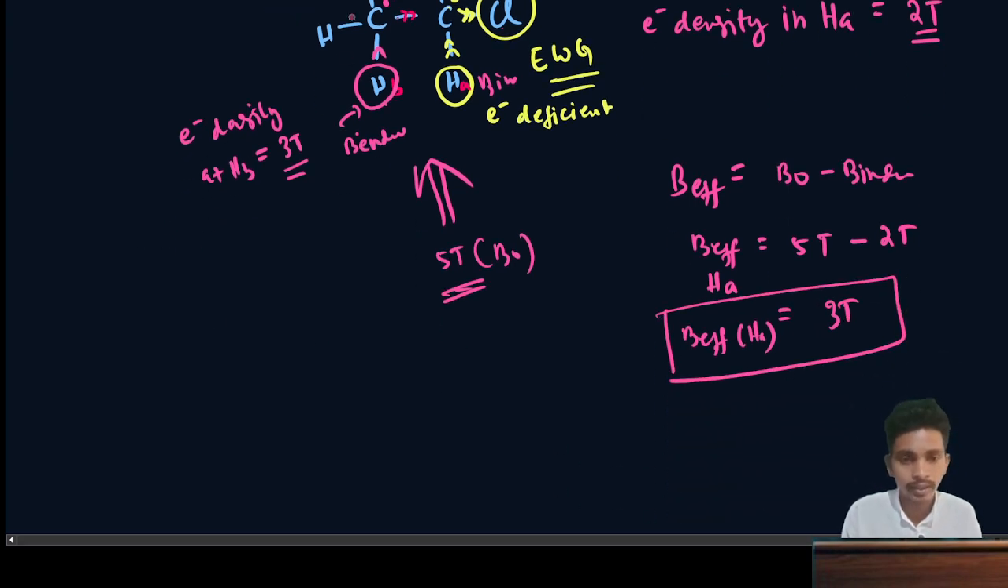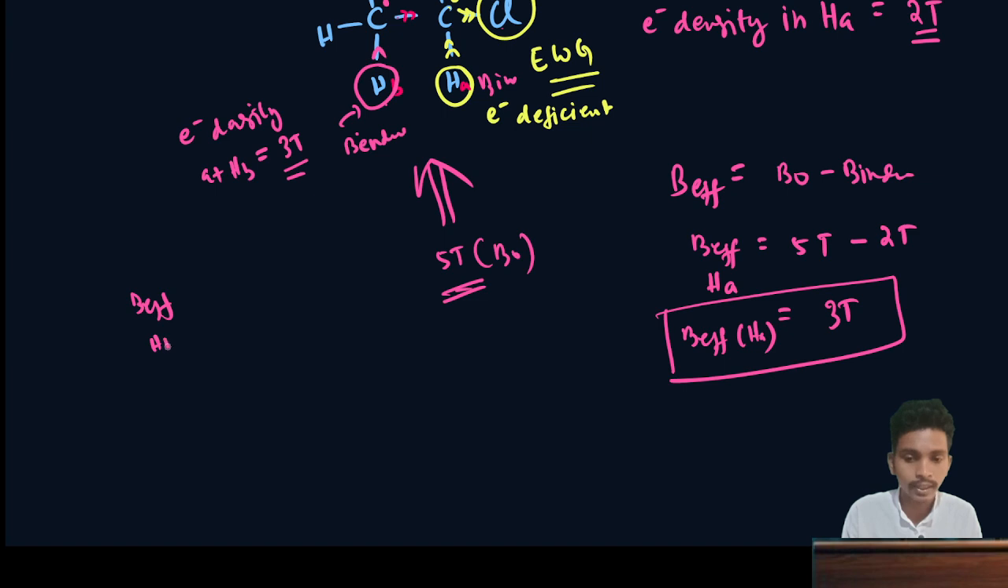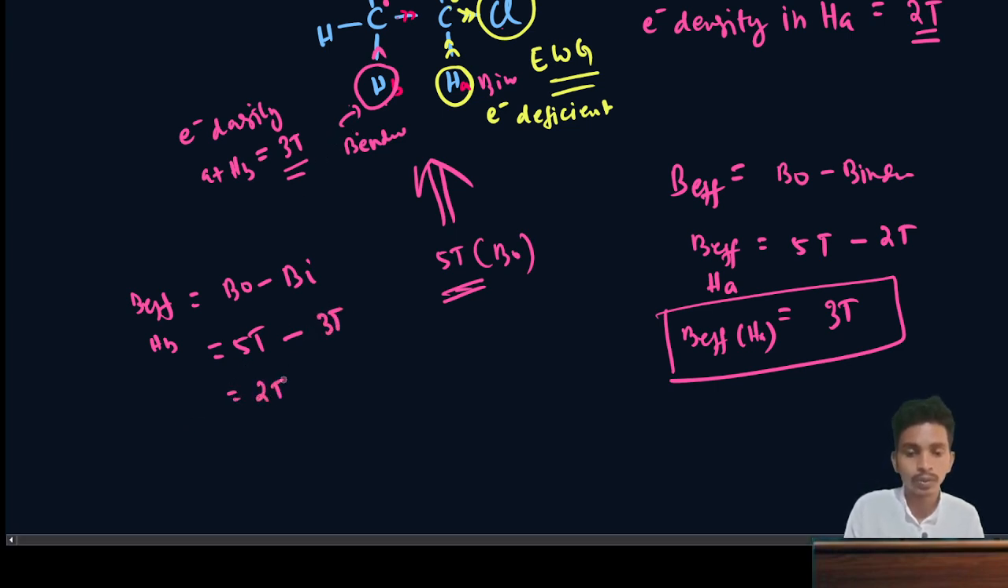Similarly, if I take B effective for HB, that is B naught minus B induced. B naught is 5T, because we apply the same magnetic field, and less electron density has been withdrawn, so the induced is 3T, so the total is going to be 2T. So B effective for HB is equal to 2T.